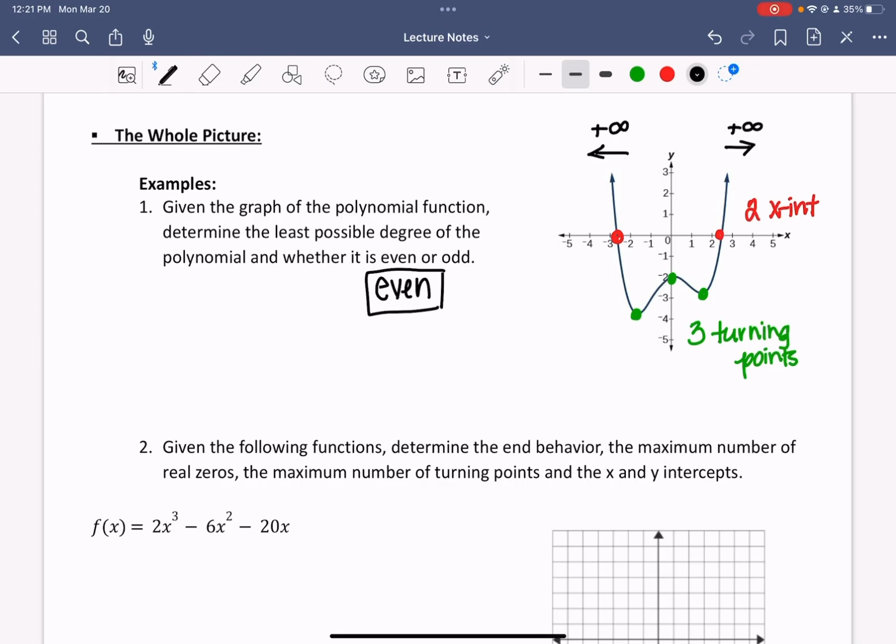So tell whether it's even or odd. Since the turning points were 3, remember turning points is equal to n minus 1, and we got 3. So that means n is equal to 4. Now you can see we only had 2 x-intercepts, but remember x-intercepts were at most. And so we're going to use our turning points to go backwards. So we can say that this is going to be at least a 4th degree.